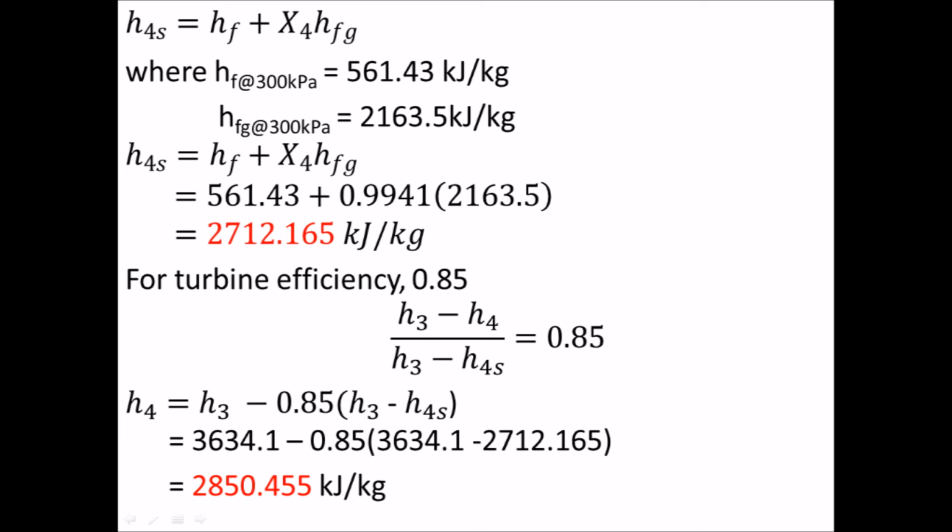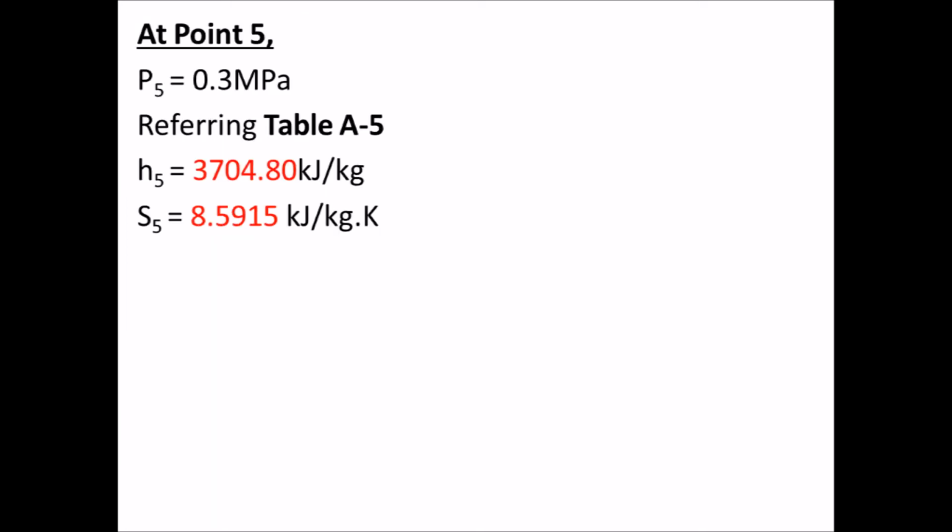In order to get 85% of turbine efficiency, H4 will be equal to 2,850.455 kilojoule per kilogram. At point 5, the pressure is 0.3 megapascal, and referring to table of 5, H5 equals to 3,704.8 kilojoule per kilogram, and S5 equals to 8.5915 kilojoule per kilogram Kelvin.